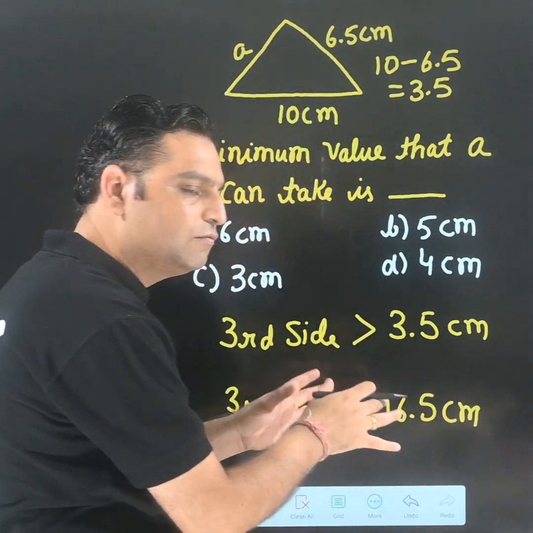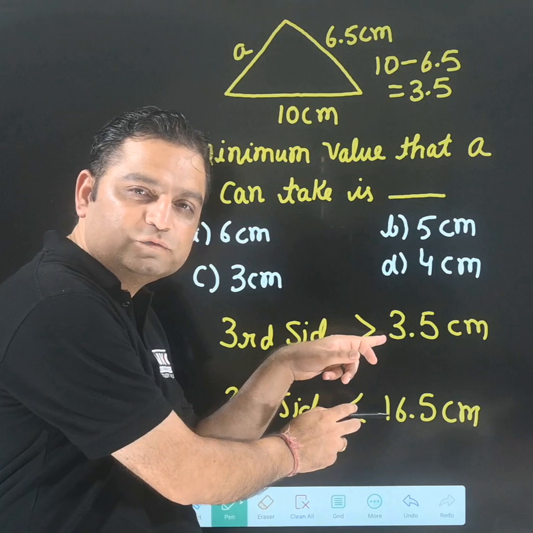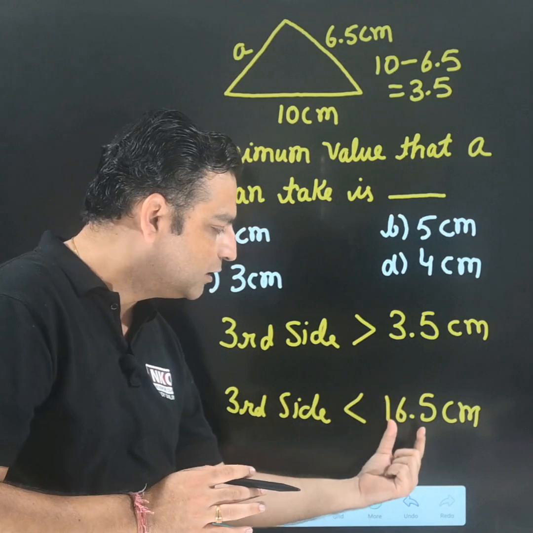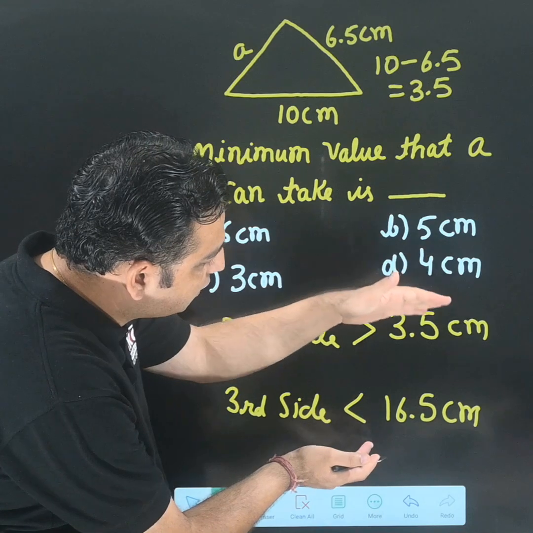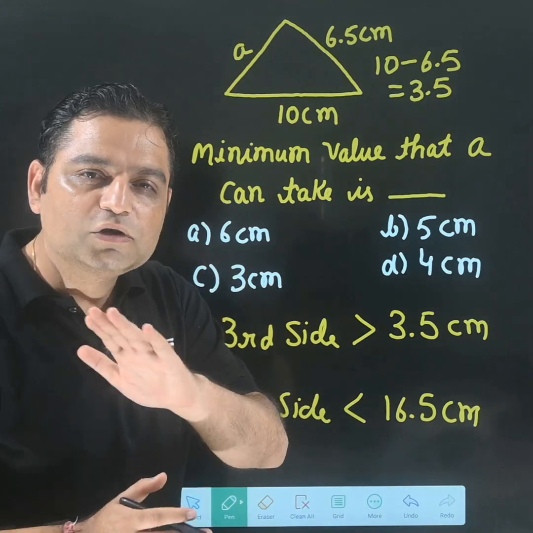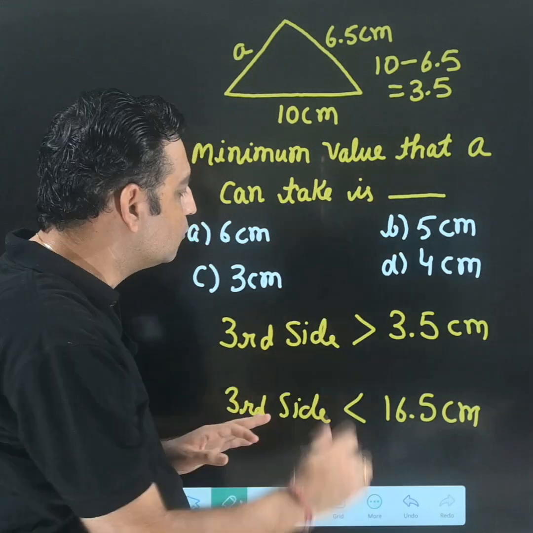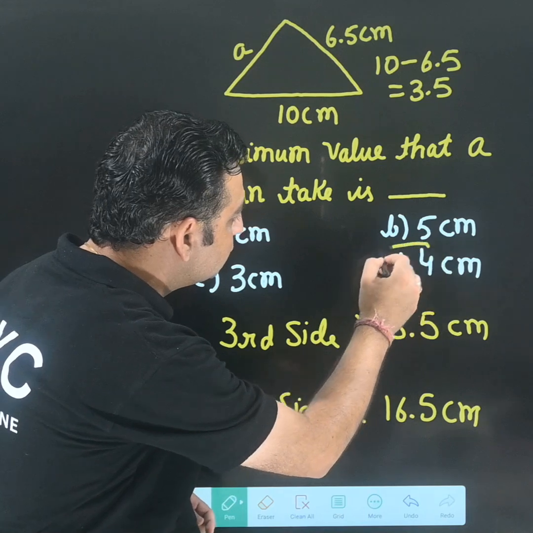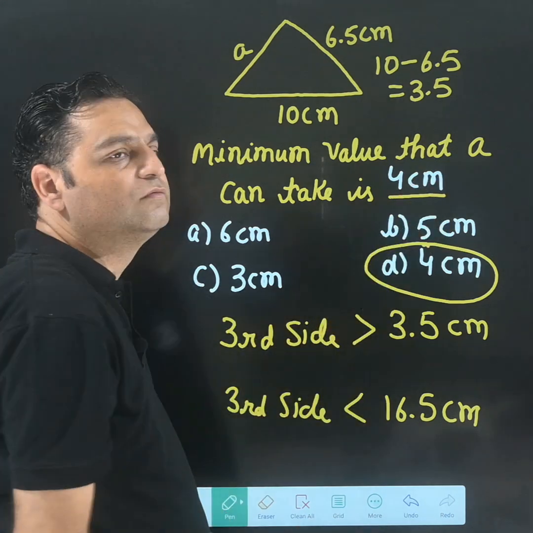This is what I am telling you for your knowledge. Now your third side will always lie between these two values, because the third side is always greater than 3.5 and lesser than 16.5. This is the range, between 3.5 and 16.5. Between means boundary values are not counted. But our question is, what can be the minimum value? Since it is greater than 3.5, the minimum value is 4 centimeter. That means the minimum value that A can have is 4 centimeter.